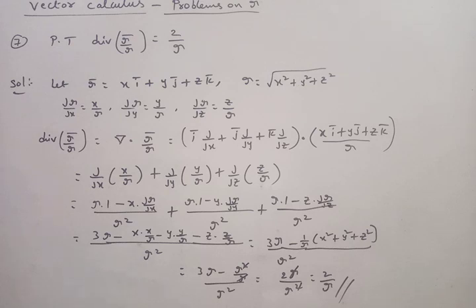Okay, by r square. So r gets cancelled. We get 2 by r. Okay, right.